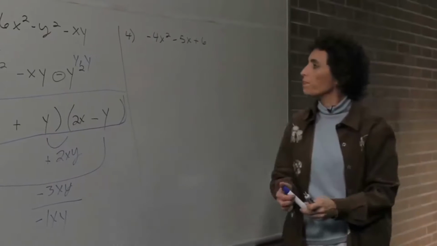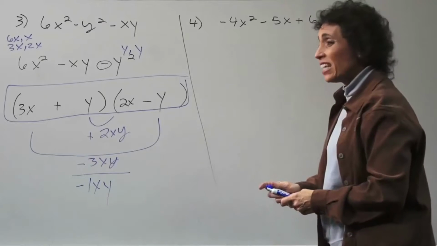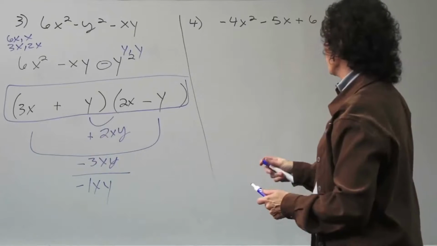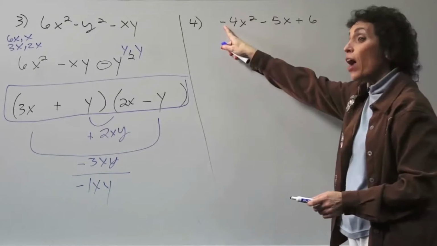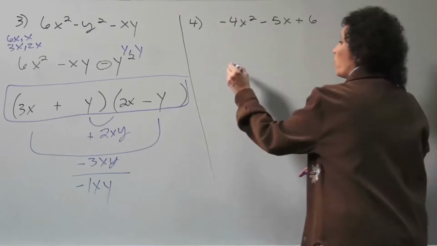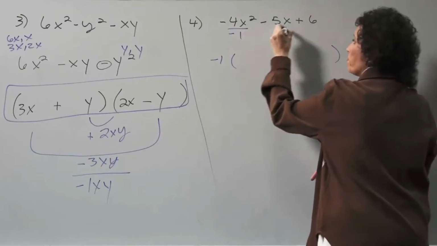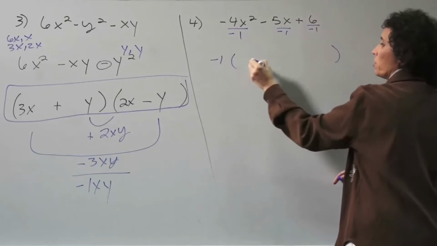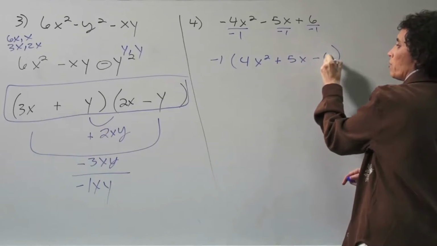Okay, number 4. Looking for standard form? I got it. Look for a GCF? I don't got one. Count your terms. There are 3. However, I don't like that. Rash! Why? Leading term negative. Don't like it. So even though I don't have a GCF, I'm going to pull out a negative 1. I'm going to divide by negative 1. Make that leading term positive. 4x squared plus 5x minus 6.